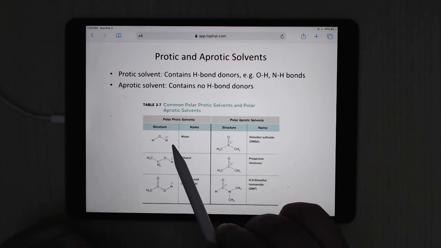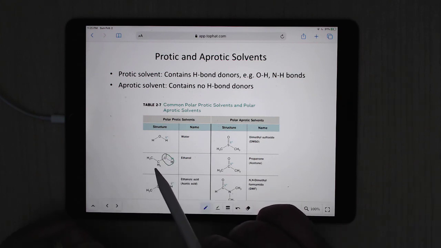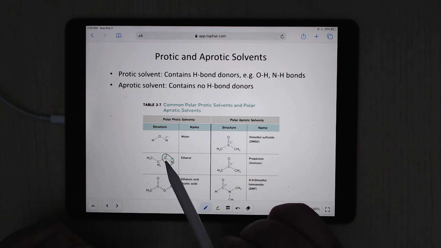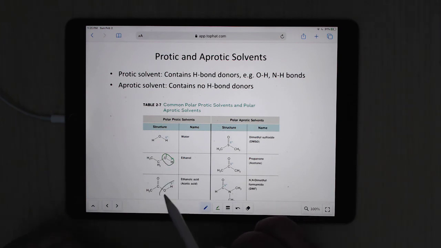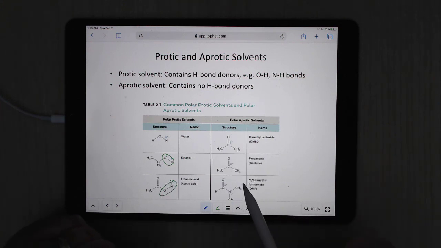Water is the classic protic solvent because it has hydrogens on there, but also ethanol, right? Yeah, it's got hydrogens that are on carbons, but it has at least one that's not. Acetic acid, so vinegar, is another one. But for here, DMSO, dimethyl sulfoxide, acetone, DMF, all of their hydrogens are connected to carbons. So these would be considered aprotic solvents.